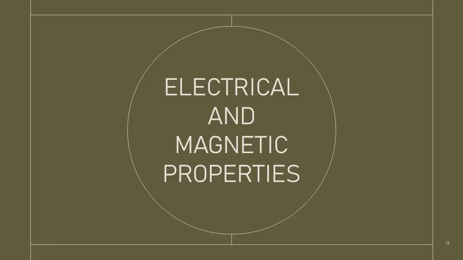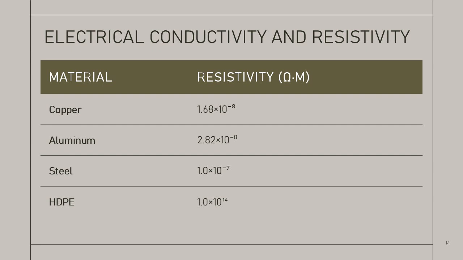Electrical conductivity and magnetic permeability are vital for electronics and electromagnetic applications. Electrical resistivity, or ρ, and conductivity, sigma, are inversely related: sigma equals 1 over ρ. Metals like copper and aluminum have very low resistivity, making them ideal for conductors.